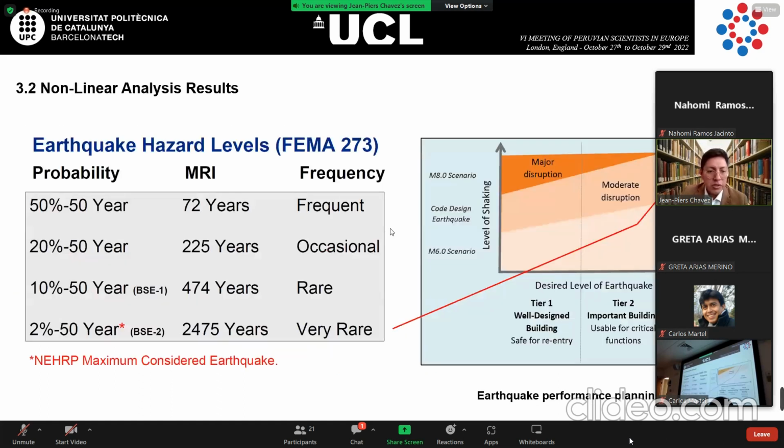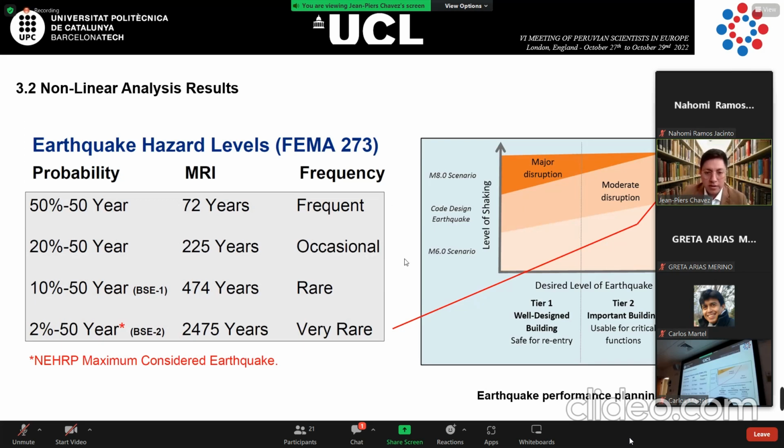And then I use 3 intensity levels for analyzing my building. I use occasional, rare, and very rare. For example, the occasional earthquake has a return period of 225 years. For example, in Lima it is common. Sometimes there are these earthquakes or tremors, 2 or 3 times a month, every month, but they are small. The magnitude is between 4 and 5, more or less.